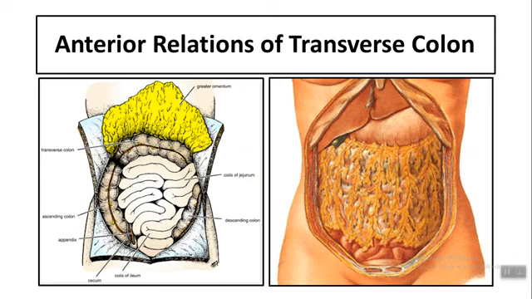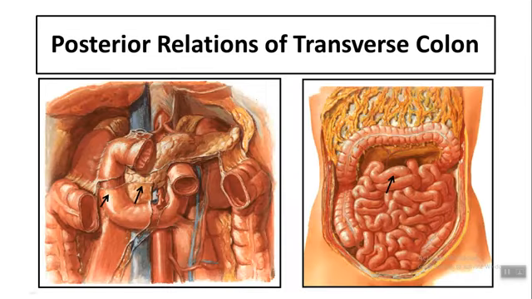What are the anterior relations of the transverse colon? It is the greater omentum and the anterior abdominal wall. Greater omentum and the anterior abdominal wall. What is the posterior relation of the transverse colon? It is the second part of the duodenum, the pancreas, and the coils of the small intestine. All these structures lie posterior to the transverse colon.